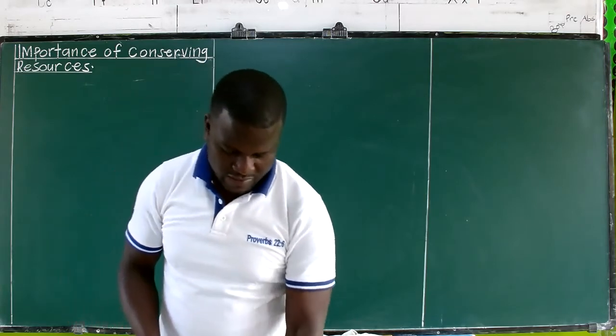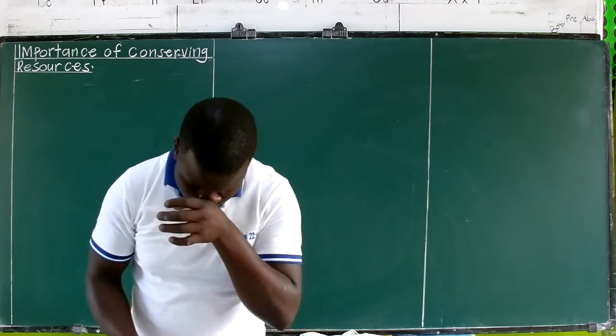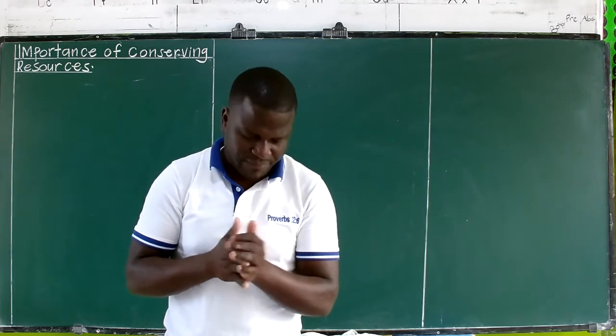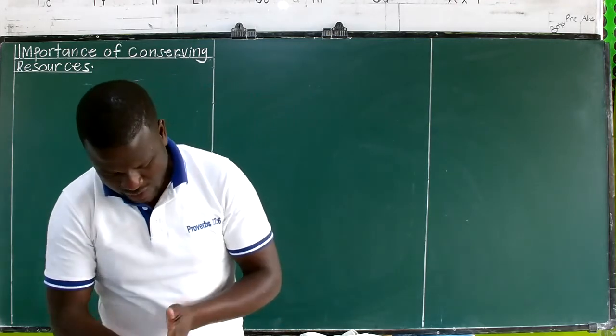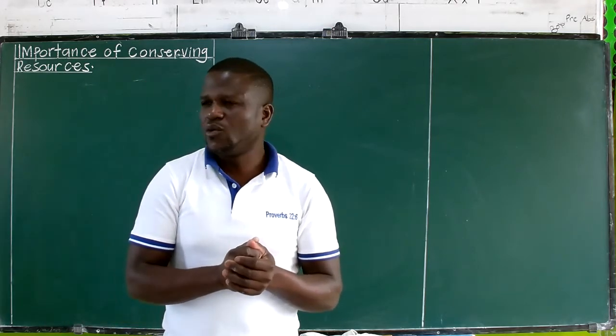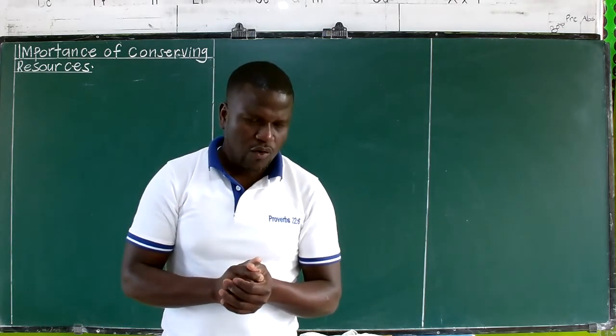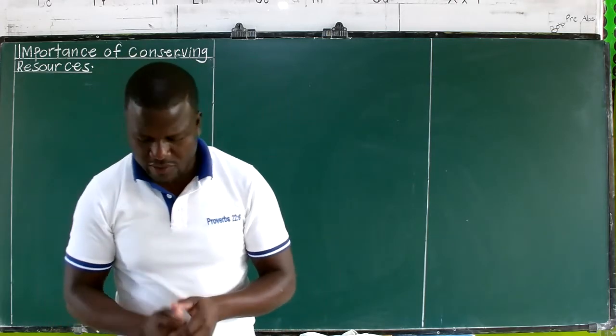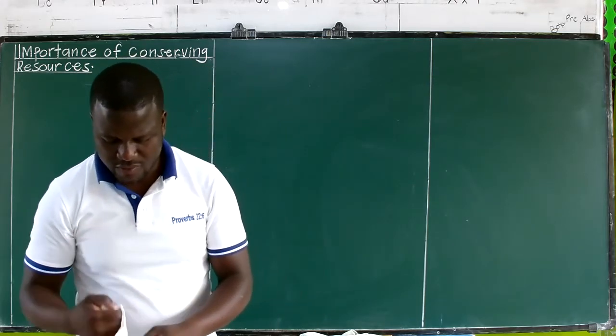I'm going to teach you Science Primary 6, Term 2, a topic called Resources in the Environment. And we are at the end of the topic. In our previous lesson, we looked at conservation of resources, how resources can be conserved.